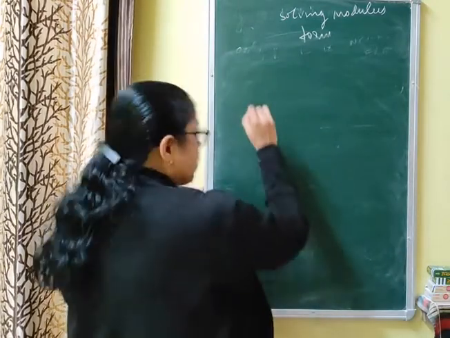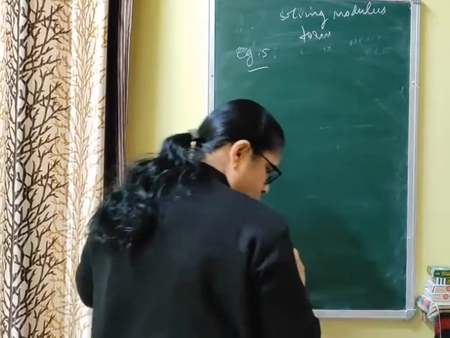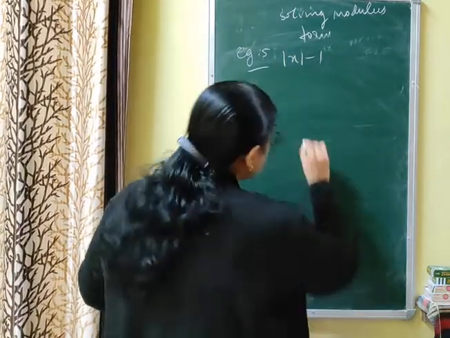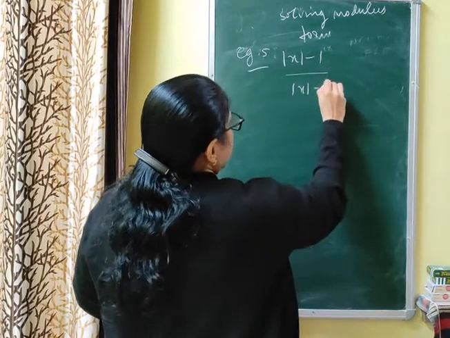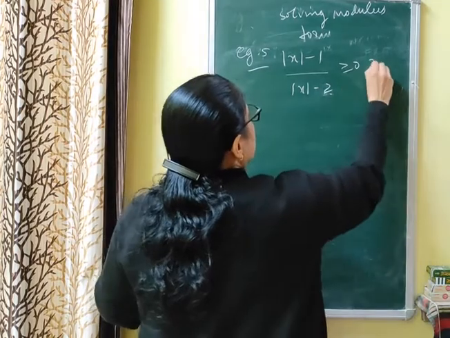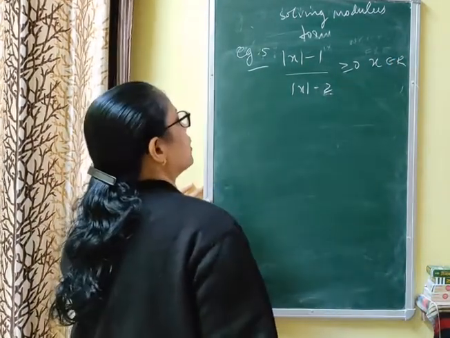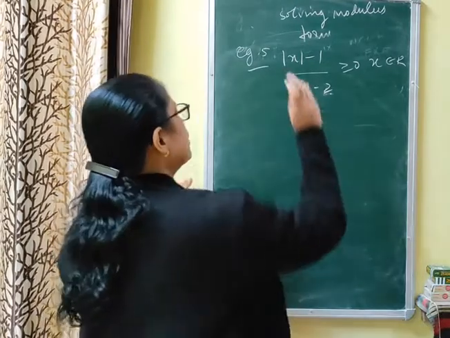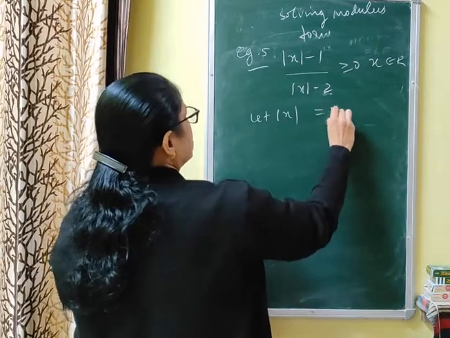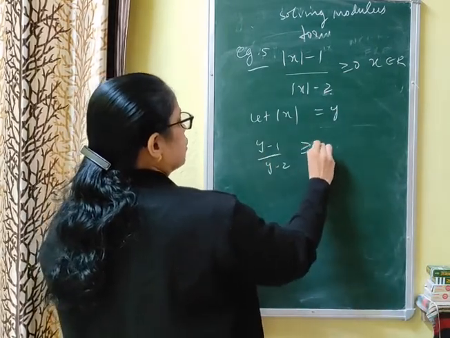Is example 5. I can't do each and every question. The remaining questions you have to do by yourself. Solve |x| minus 1 upon |x| minus 2 greater than or equal to 0, x belongs to R. Here I have done the substitution with y. As you wish, you can do whatever you want. For convenience, let us take |x| equal to y, then this becomes (y minus 1) upon (y minus 2) greater than or equal to 0.